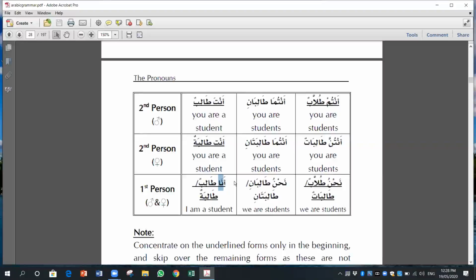And now the next is, even if we are two, we will use nahnu. Even if we are all, we will use nahnu. For dual and plural, this is the same. Actually, they should not have drawn this line, because this line doesn't make any sense. Nahnu, same. We. Like English, we. Even if we are male or female or mixed, it will be we. Okay, so that's all.